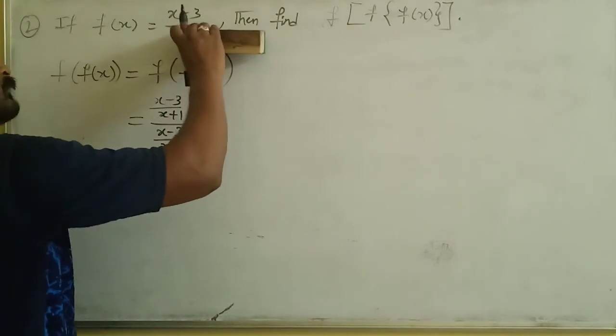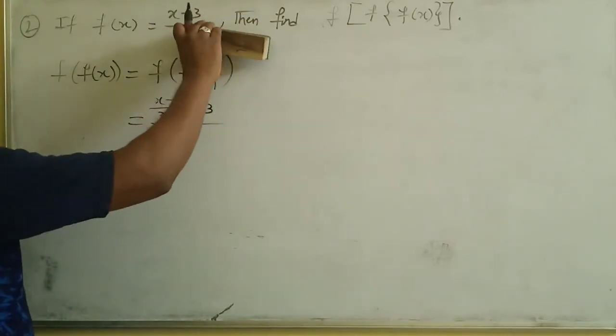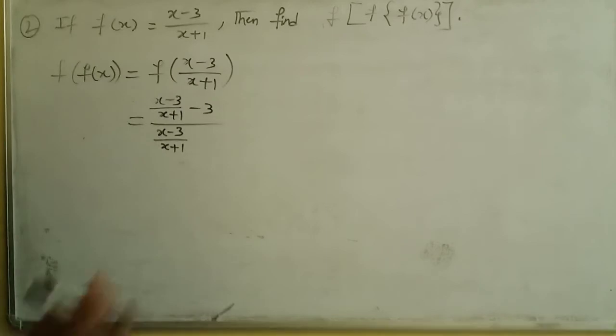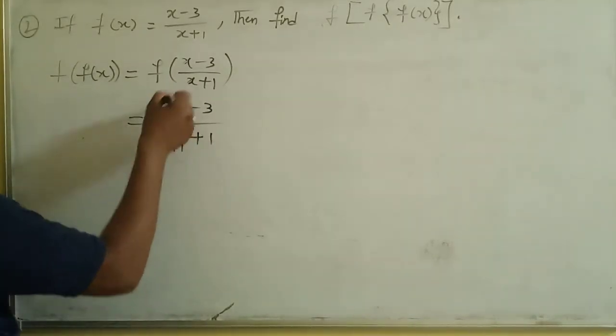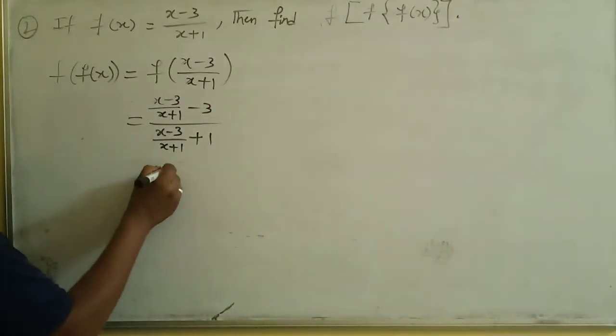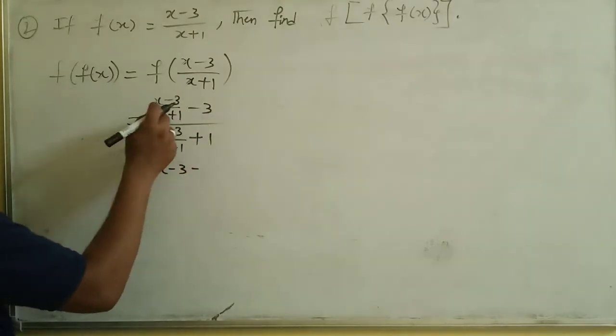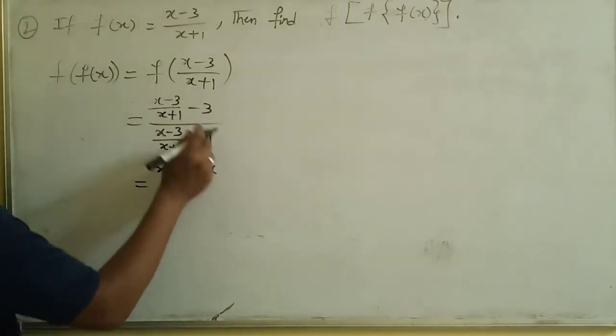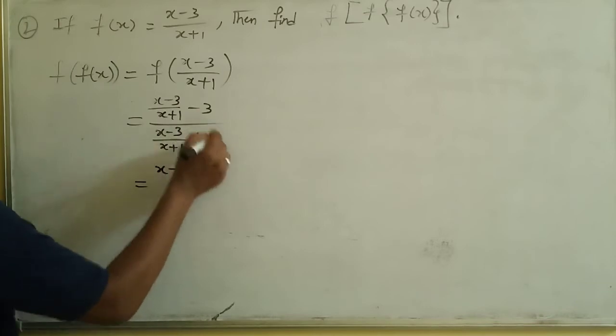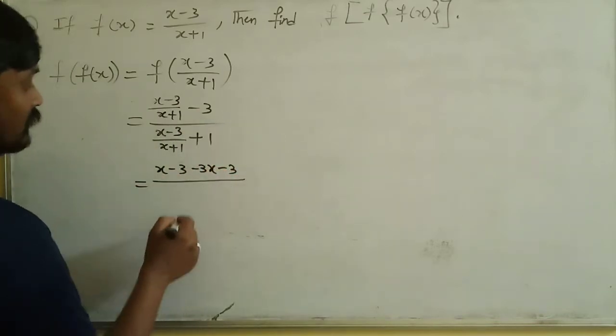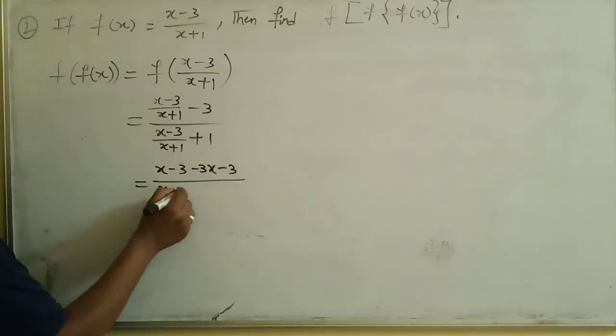So now after that, the plus 1 is there. Take LCM. x minus 3 minus 3 into x, that is 3x, minus into plus minus, 3 ones are 3, upon x minus 3.